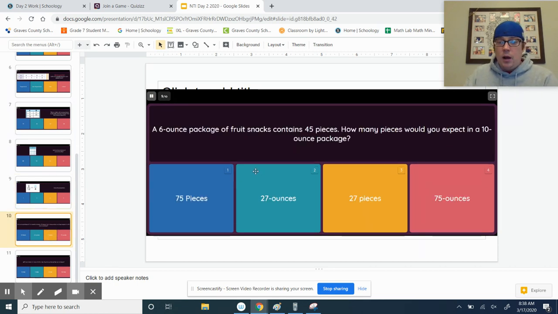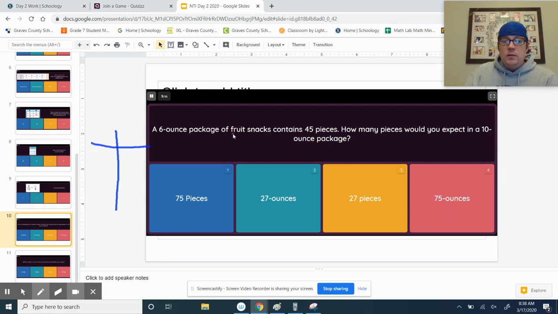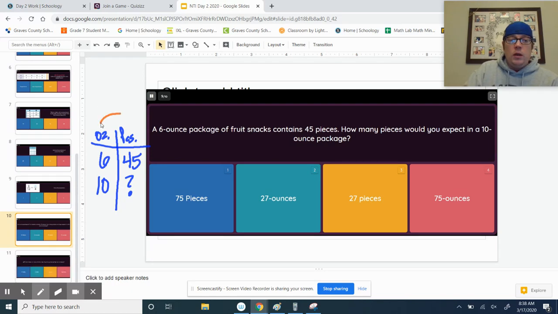Let's look on to the next problem. You could actually run into some issues here. So let's set up a little table for this one. All right, so here's my table. We've got ounces on one side, it looks like, and we've got pieces, as I'm going to abbreviate that way. On the other side, it says 6-ounce package will contain 45 pieces. So how many pieces would you expect in a 10-ounce package? So the question mark would go there. And we're looking for the constant of proportionality. What will get me over to the 45?